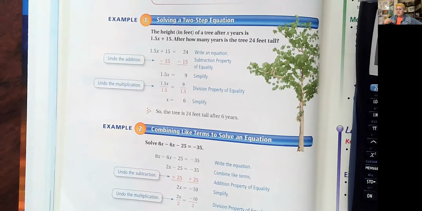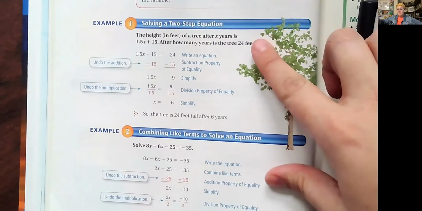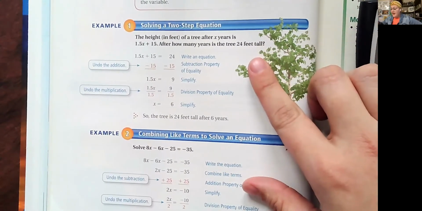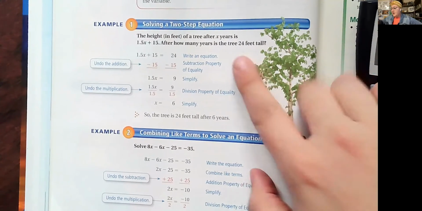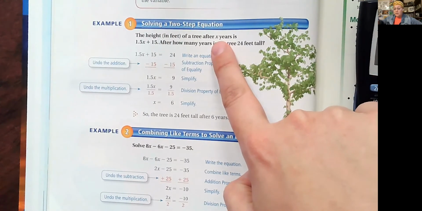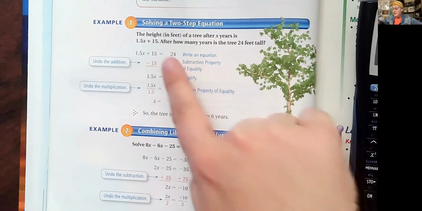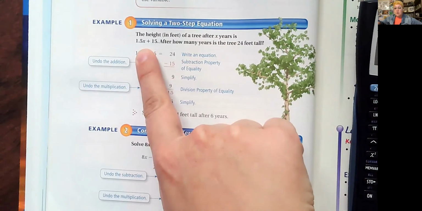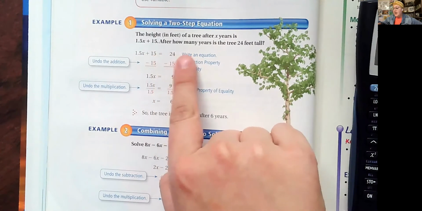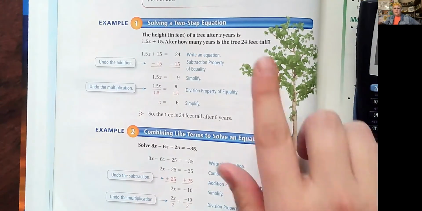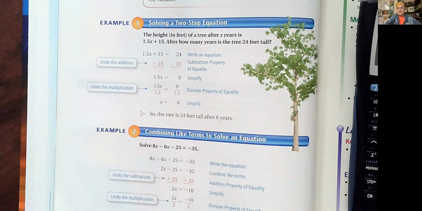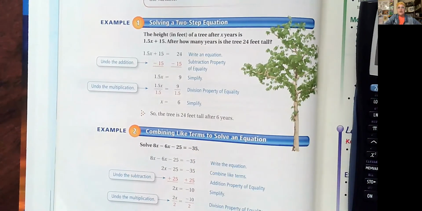All right, so we are going to start right here in solving a 2-step equation. The question that we're reading is: the height in feet of a tree after x years, and if you remember, x is going to be our variable that we're searching for, is 1.5x, so 1.5 times x plus 15. After how many years is this tree 24 feet tall? So I'm going to switch over to writing it myself, and then we're going to do it together.